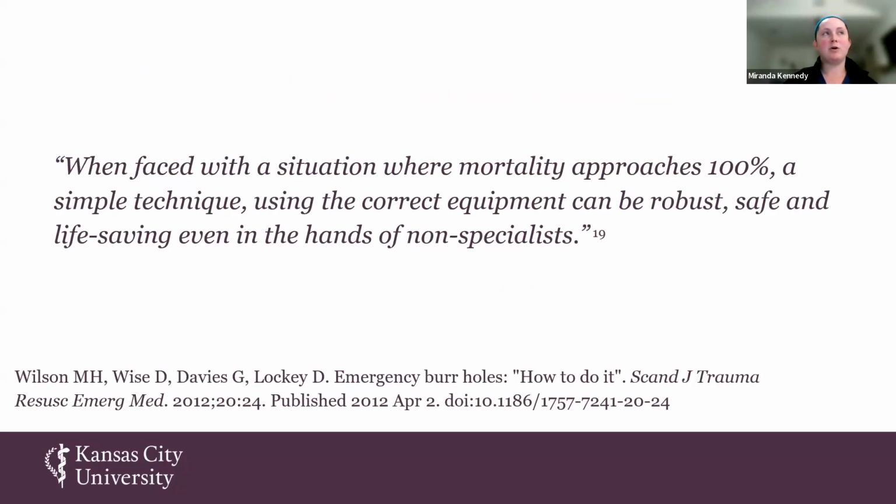Okay, so this is also a quote that I really liked from one of the research papers. When faced with a situation where mortality approaches 100%, a simple technique using the correct equipment can be robust, safe, and life-saving, even in the hands of non-specialists. And it really underlines the importance of continuous research related to this topic, as well as novel approaches.